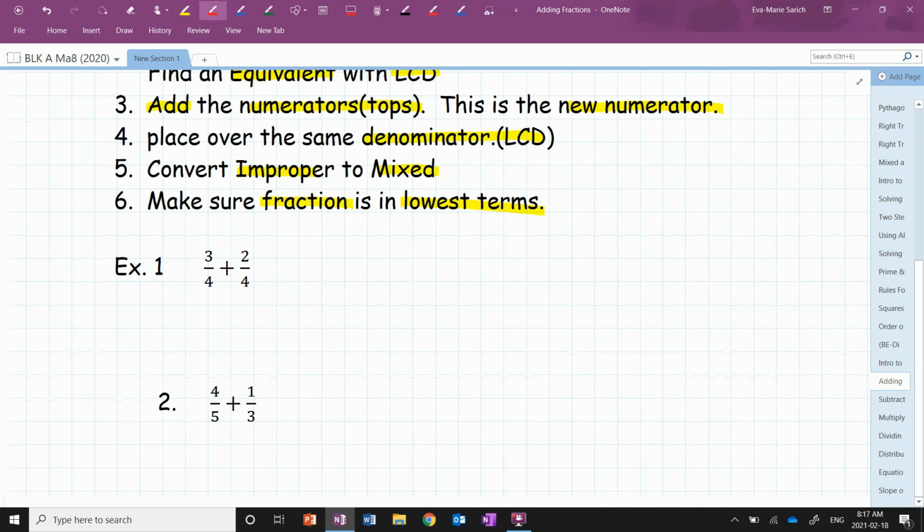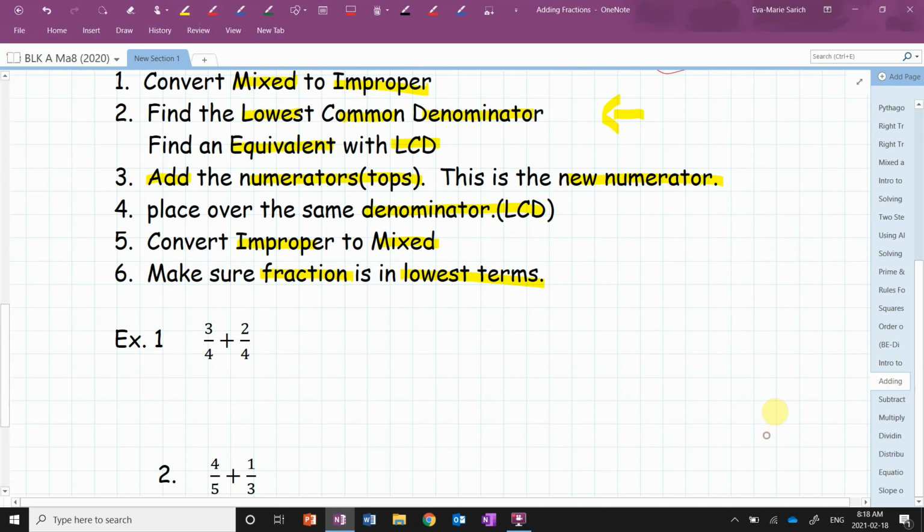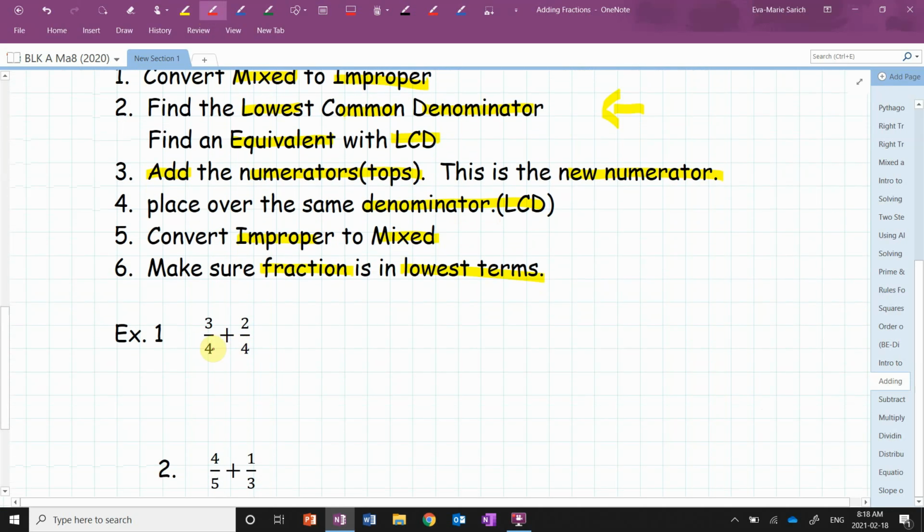So let's look at the first example. No whole number on either of those fractions, so we don't have to do step 1. There's no mixed if there's no whole number. The next is to find a common denominator. Well, this already has a common denominator. It has 4 on the bottom, so we can skip step 2.